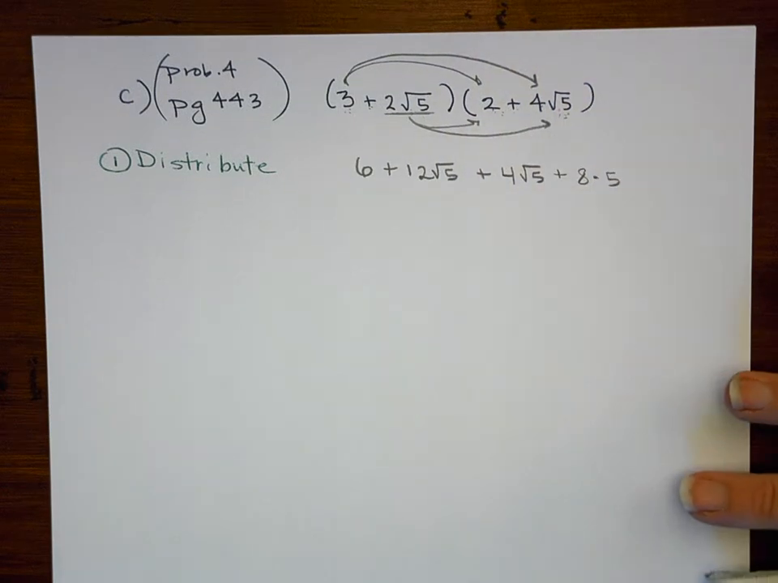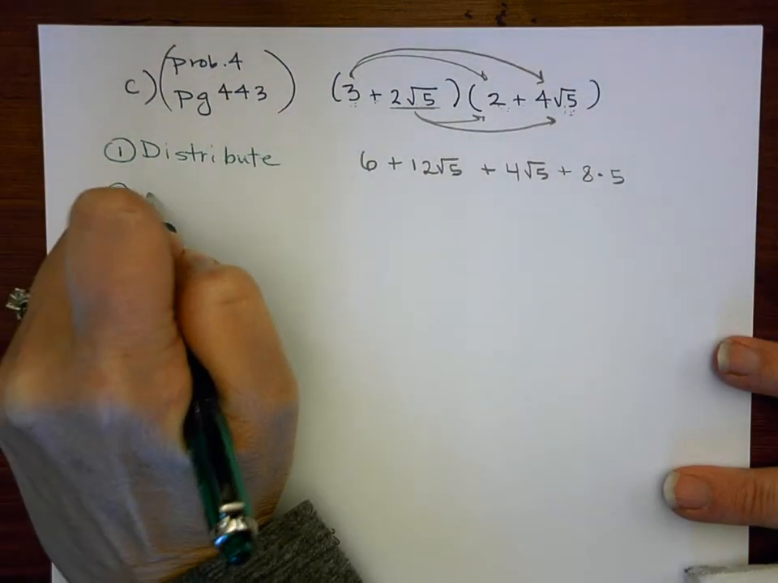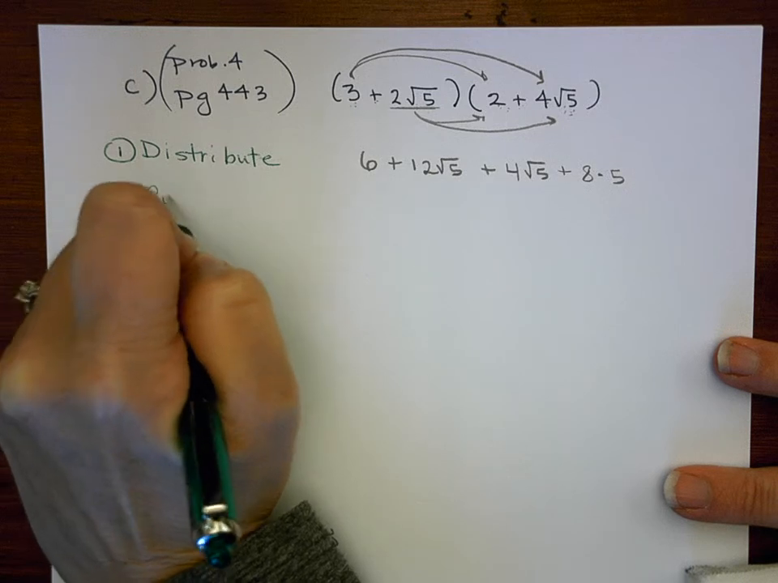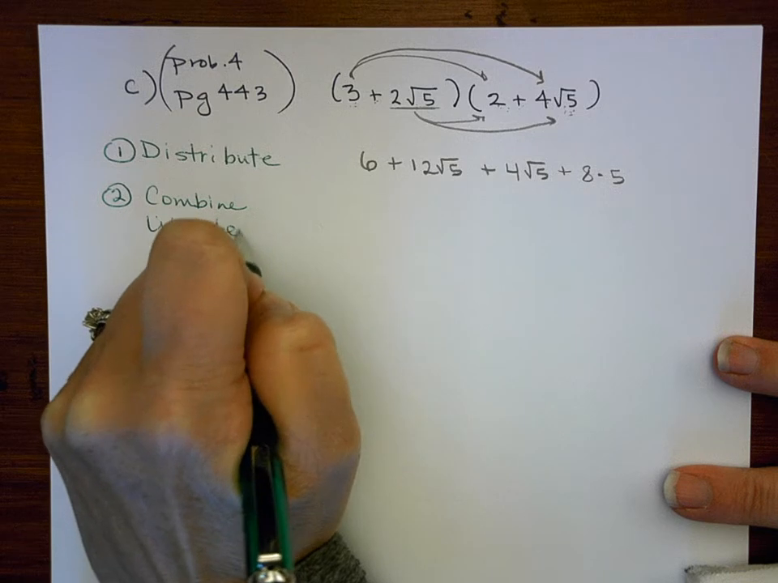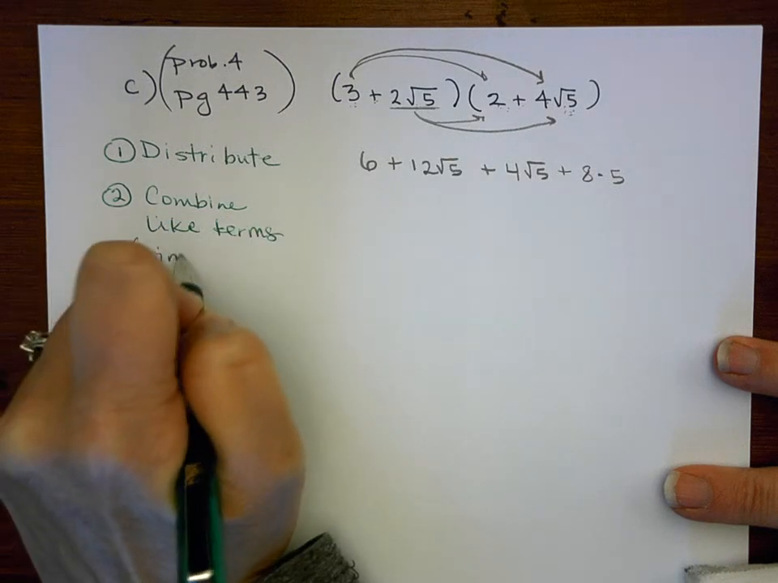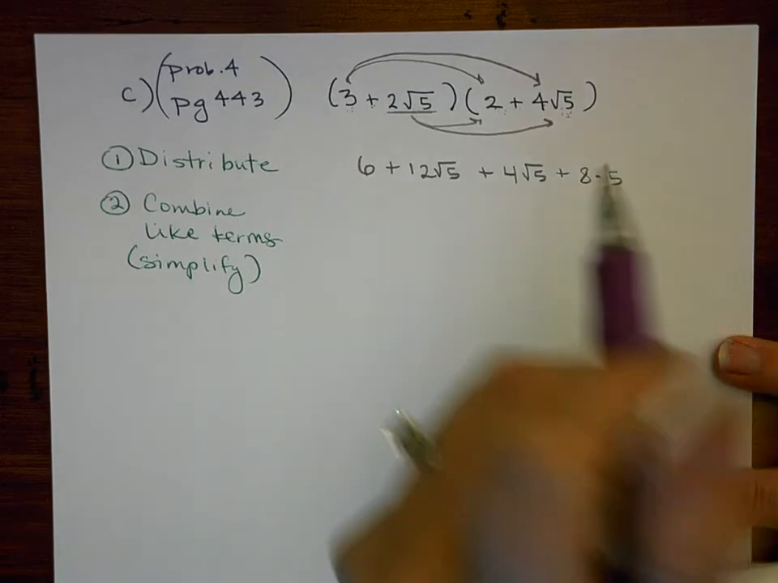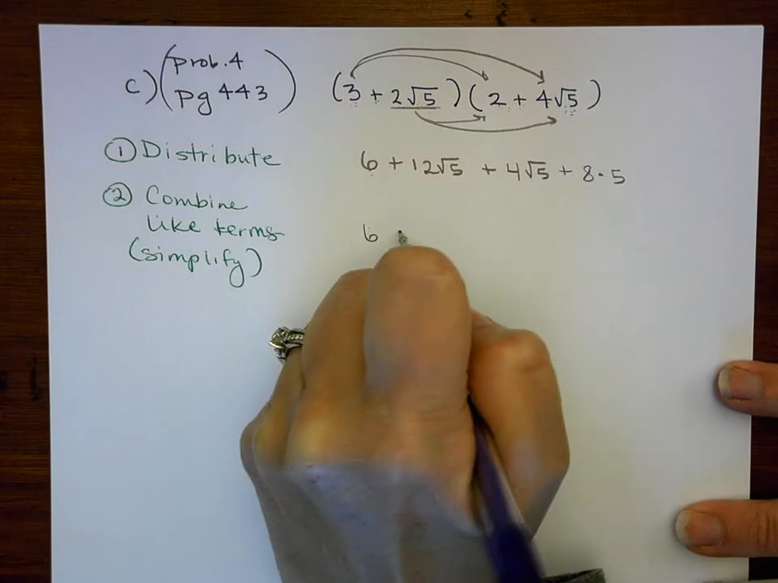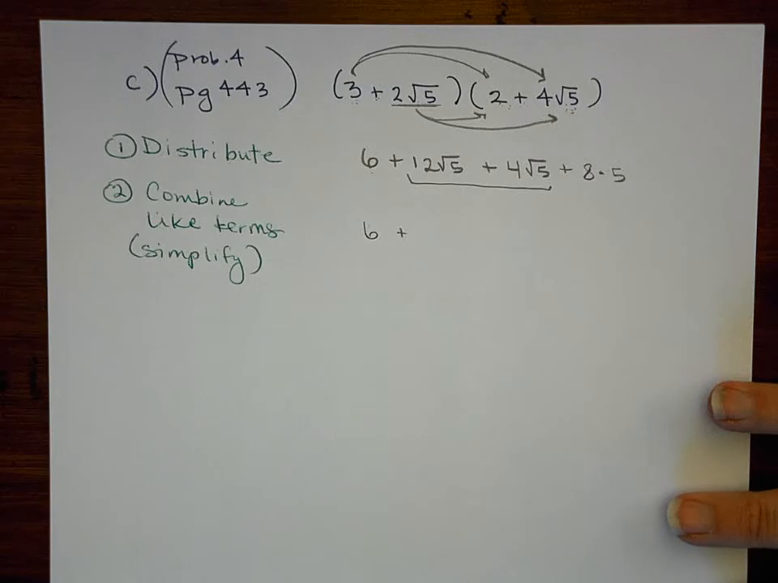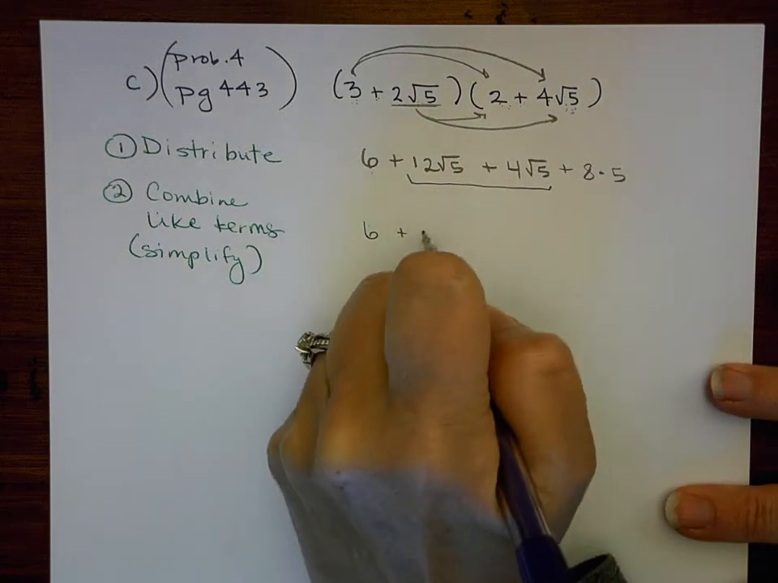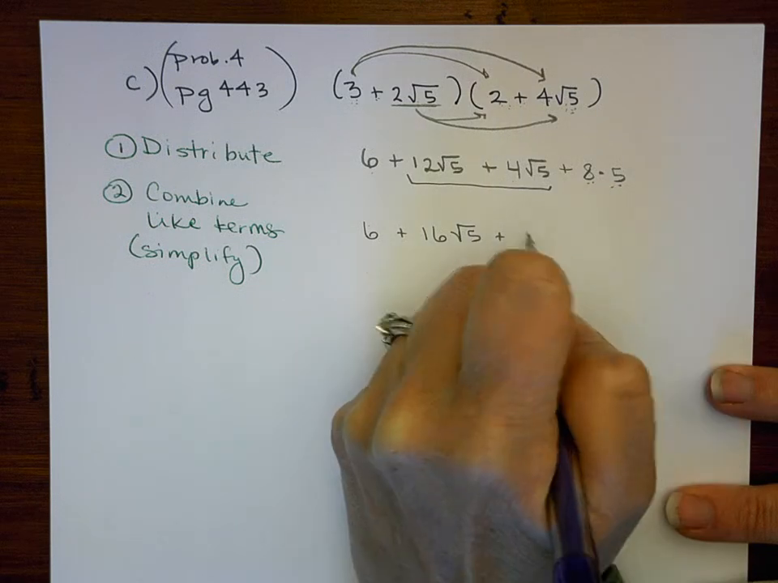Okay, so then after I distribute, I'm going to simplify and combine like terms. So I'm going to do both, right? So I'm going to write combine like terms and simplify, right? Whatever I can do to simplify this as well, which is mostly what I'm just trying to do. So I have a 6 here. I know I can add these together because they both are root 5. And so I'm just going to combine by adding. So 12 and 4, and keep the root 5 the same. And then 8 times 5 is 40.